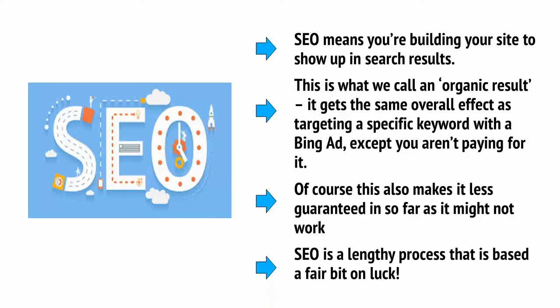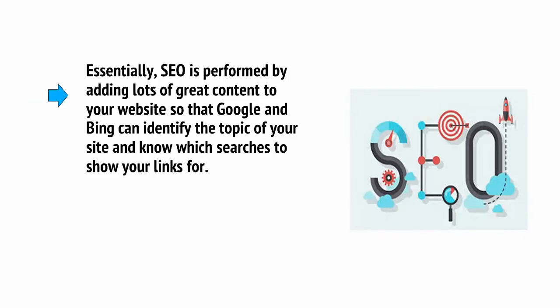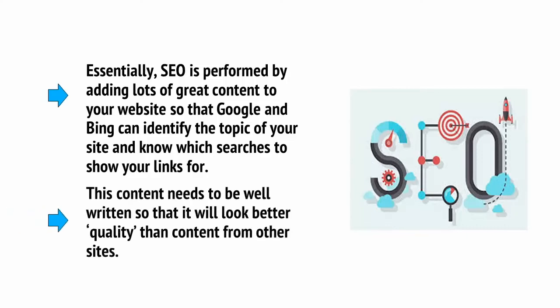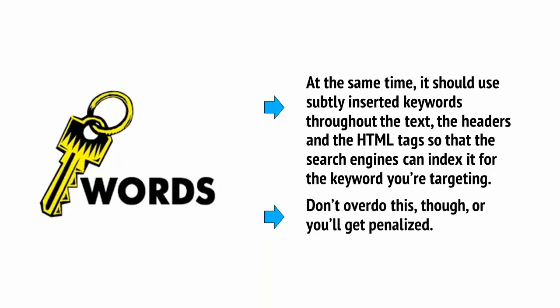SEO is a lengthy process that's based a fair bit on luck. Essentially, SEO is performed by adding lots of great content to your website so that Google and Bing can identify the topic of your site and know which searches to show your links for. This content needs to be well written so that it will look better quality than the content from other sites. At the same time, it should use subtly inserted keywords throughout the text, the headers, and the HTML tags so that the search engines can index it for the keyword you're targeting. Don't overdo this though, or you'll get penalized.